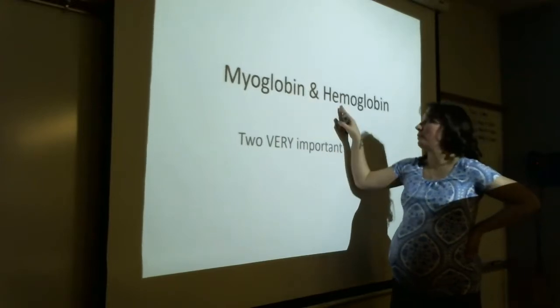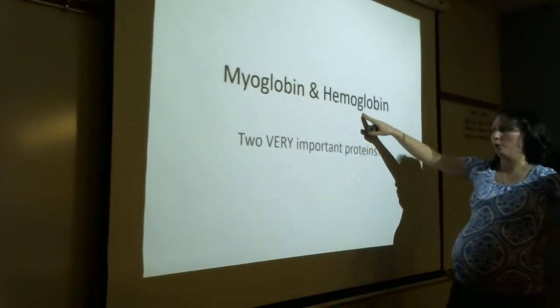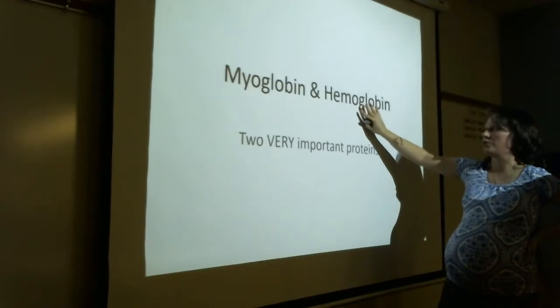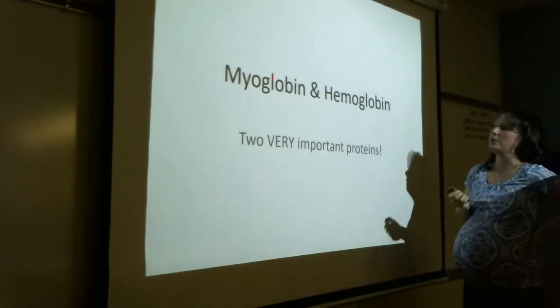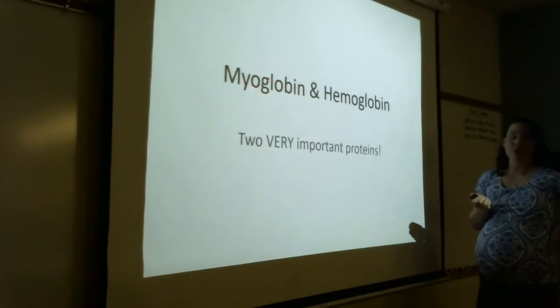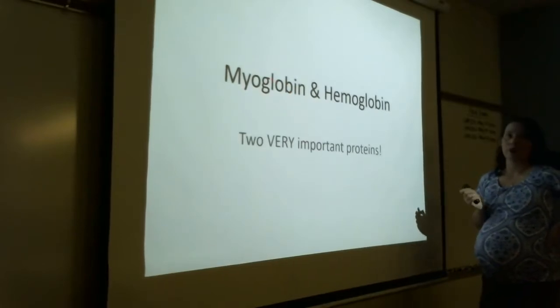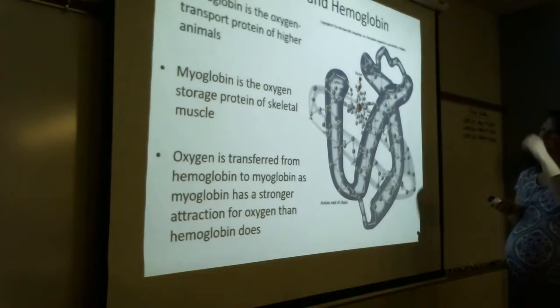No, it doesn't. Hemoglobin has all four, right? Because hemoglobin has 4 subunits, whereas myoglobin is just 1 subunit. Myoglobin is used for oxygen transport in the muscle. Hemoglobin is used for oxygen transport in the blood.